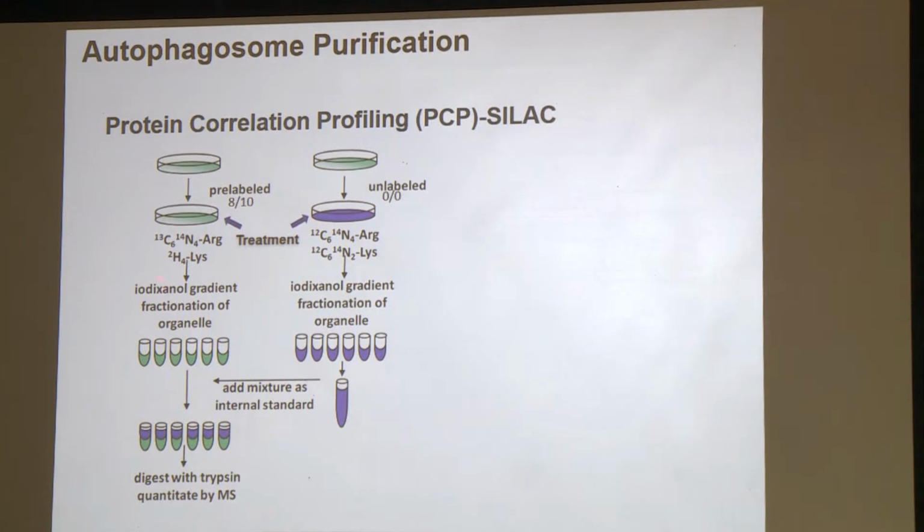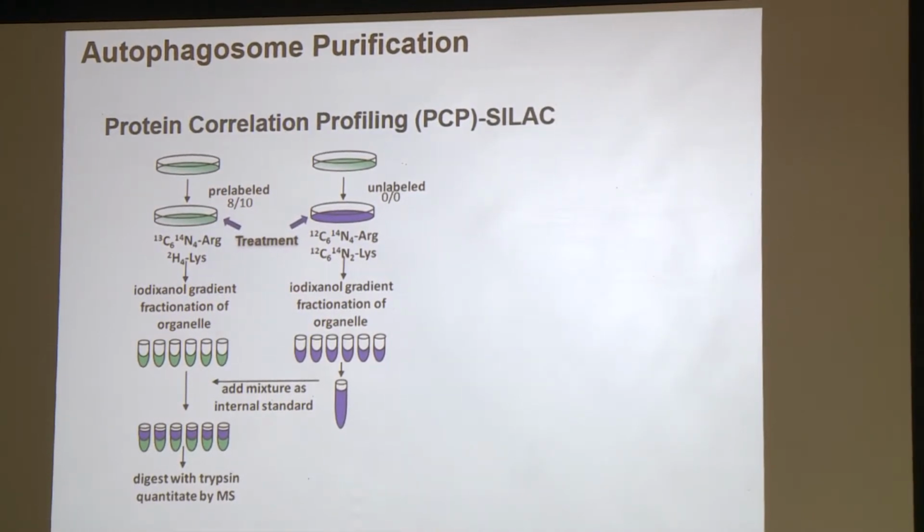So we did an Optiprep gradient, that's nothing different than a sucrose gradient. You have a sucrose gradient, and then you fractionate your organelle, and then you combine your different fractions based on the density of your gradient centrifugation. So now comes the trick. Here you keep your fractions. These would be the original fractions that you generated. And in this control experiment, you combine all the fractions again.